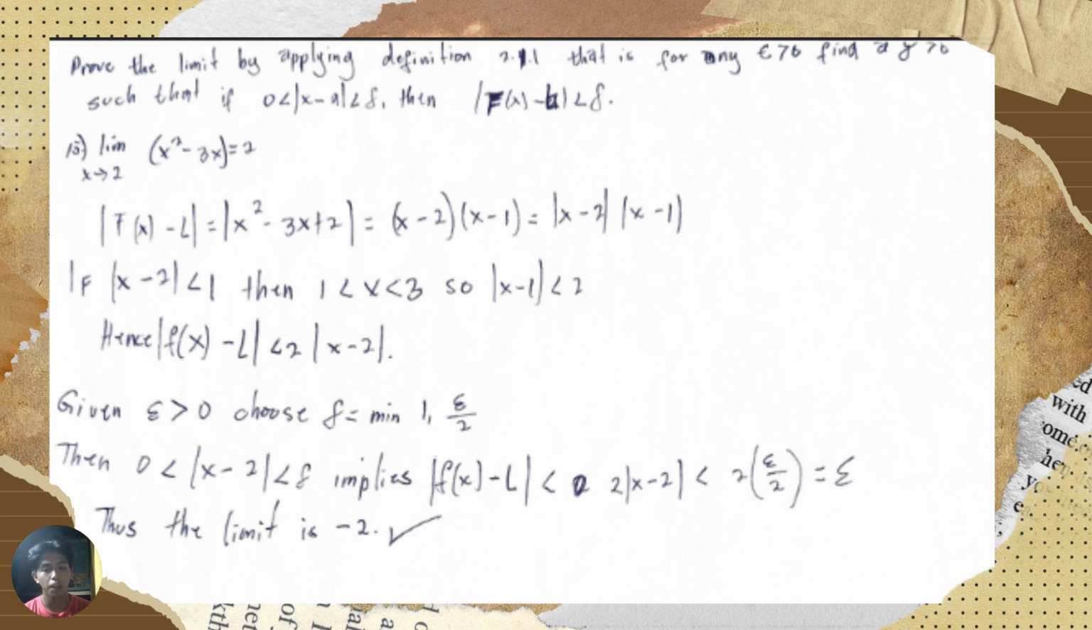2 to the absolute value of x minus 2 is less than 2 epsilon over 2. It equals epsilon since 2 times epsilon over 2 equals epsilon. And thus the limit is negative 2. So we prove that the limit of x squared minus 3x equals negative 2 as x approaches 2. So that's the proof.